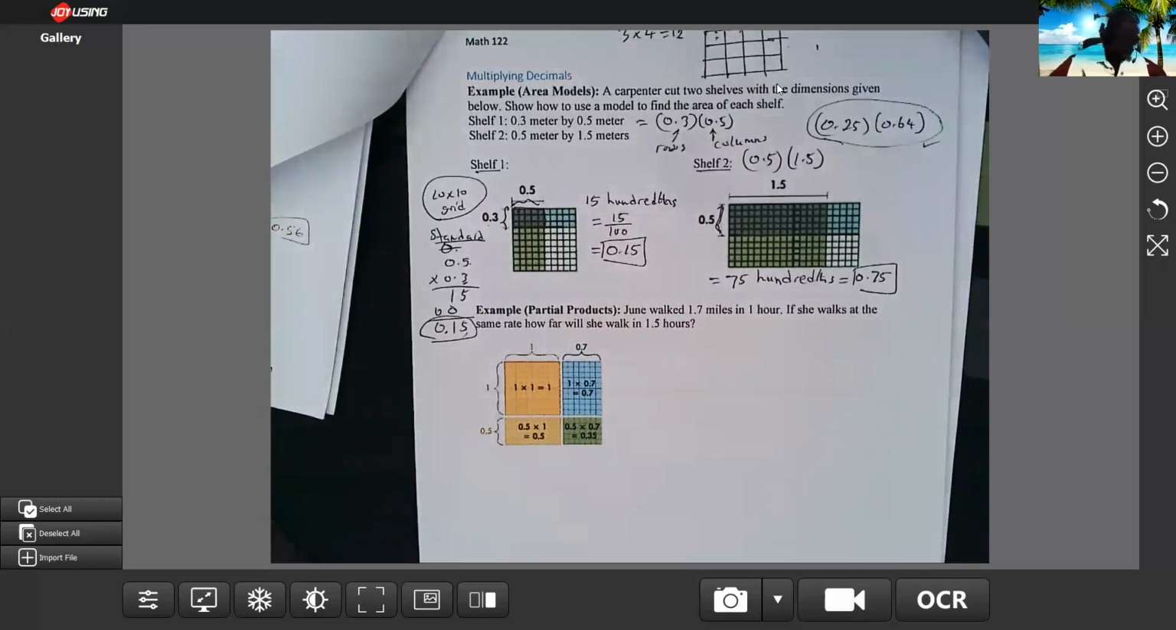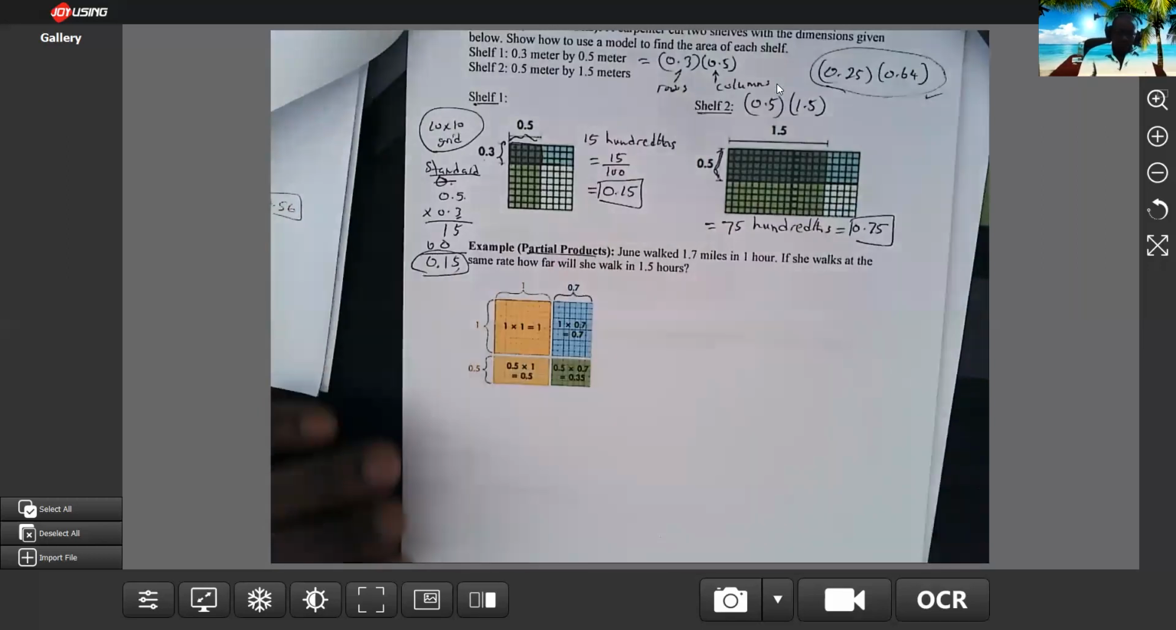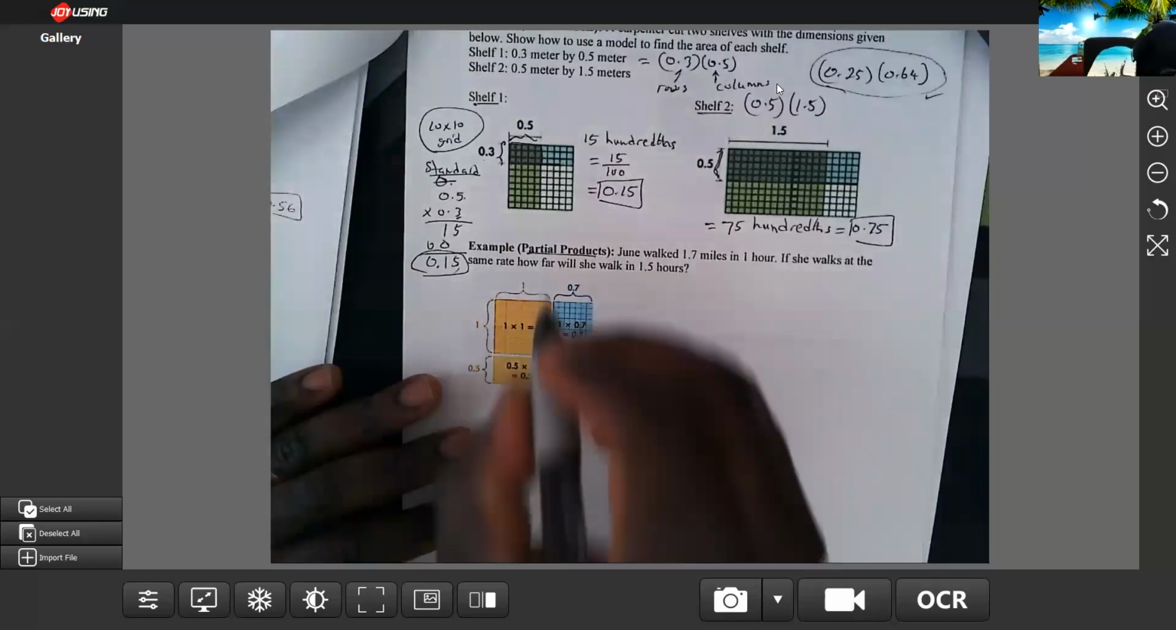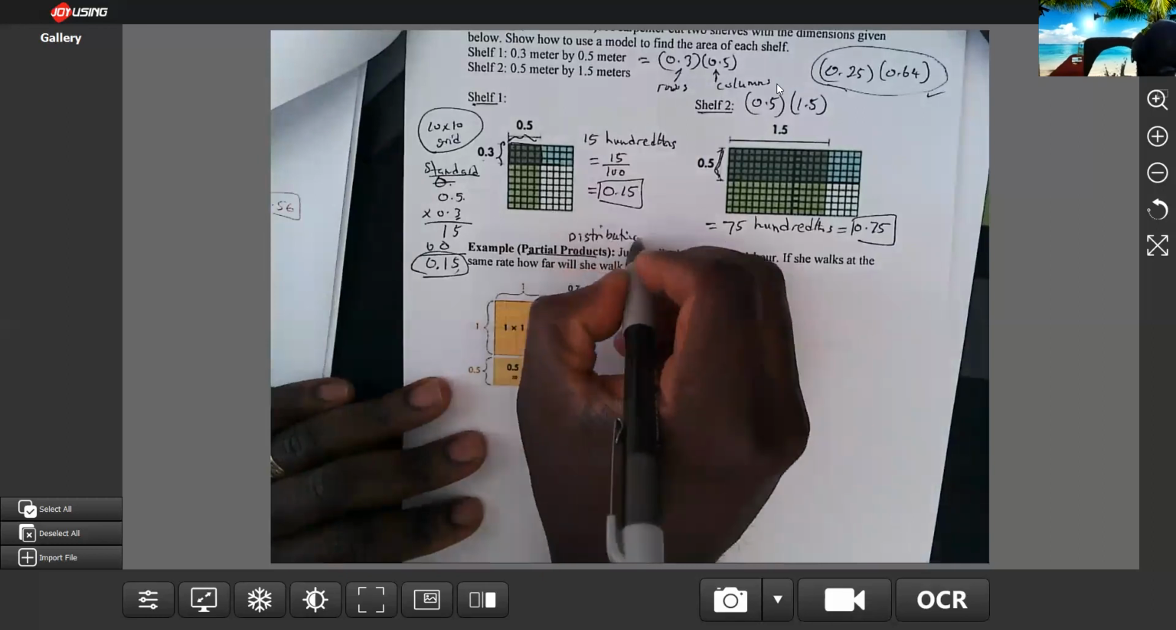All right, the third example is using partial products, that we talked about. Now this partial product is the same as the distributive property. This is the same as the distributive property.